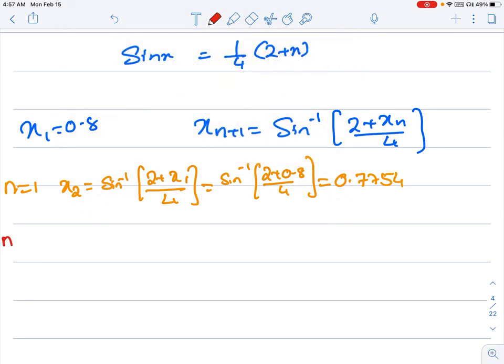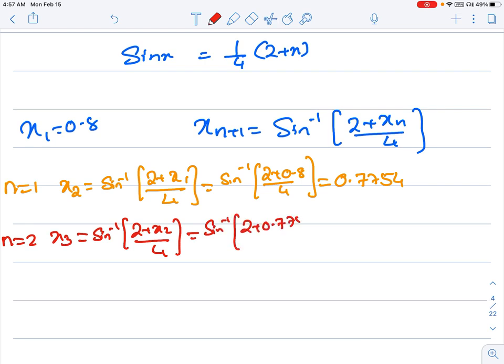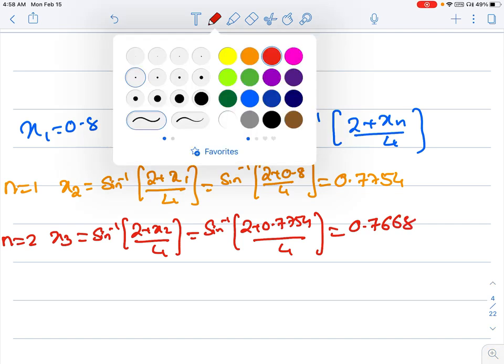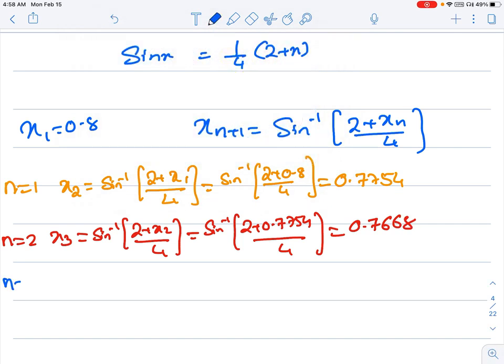Next, what am I going to do? n is equal to 2. So x3 is equal to sine inverse of (2 plus x2) by 4. And what is the x2 value? (2 plus 0.7754) divided by 4. Go back and change this value to 0.7754. It becomes 0.7668.